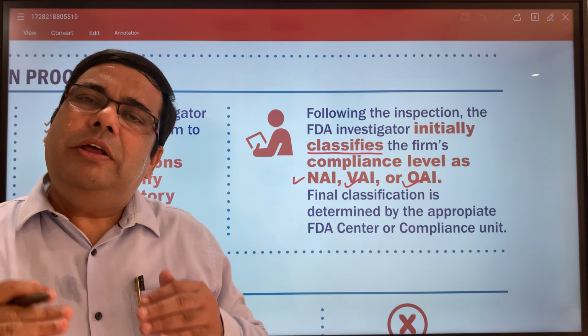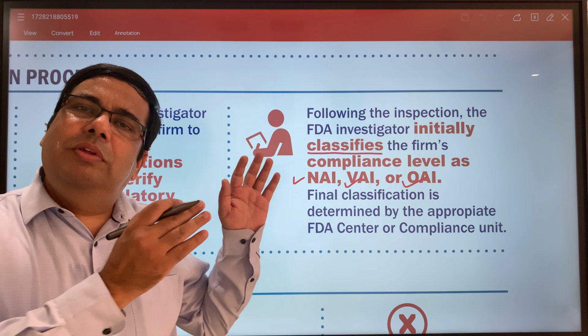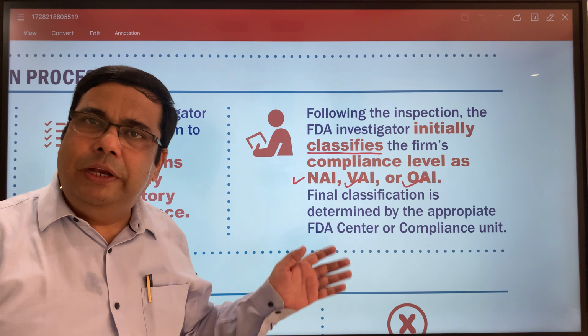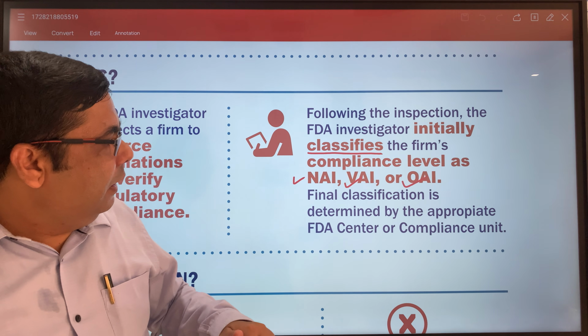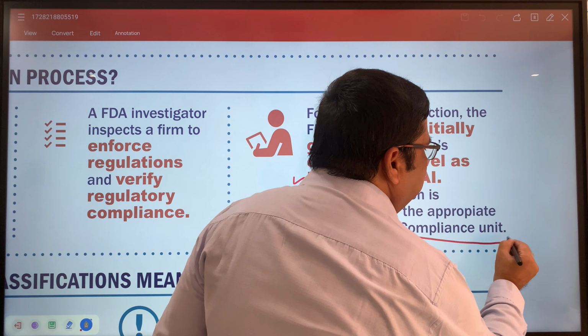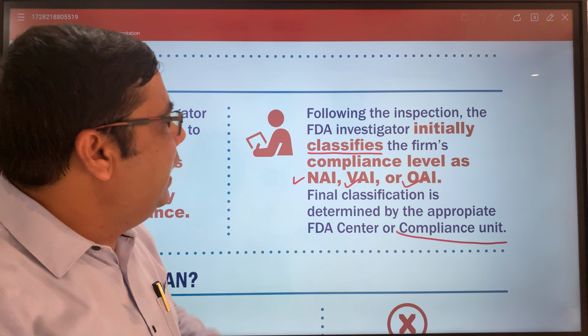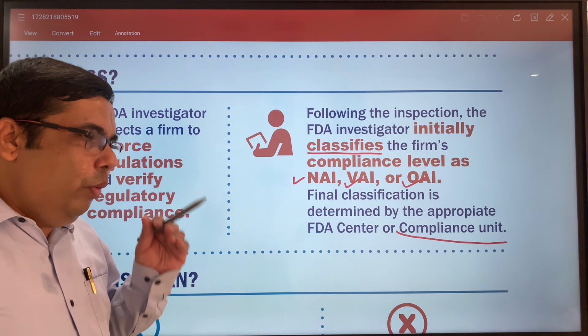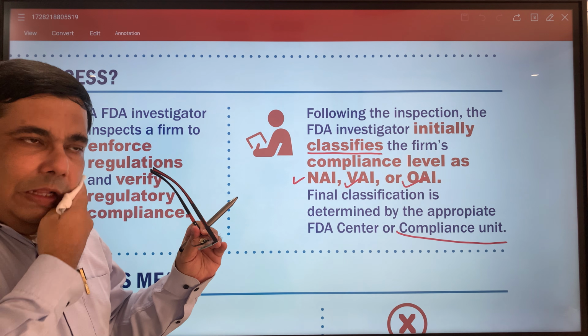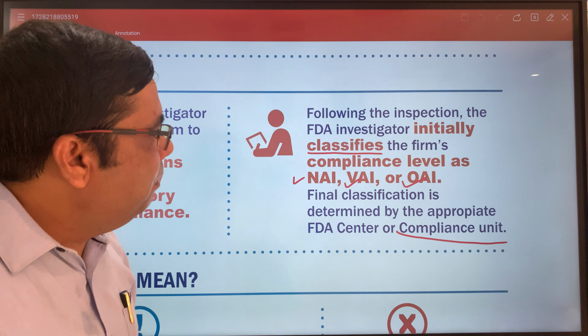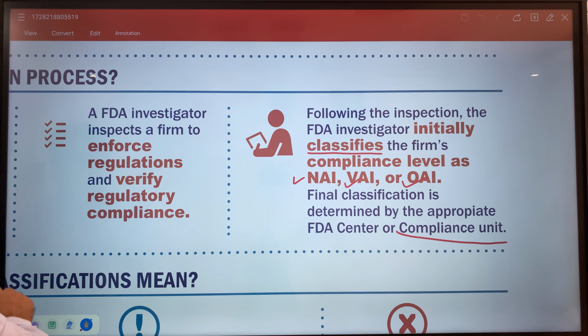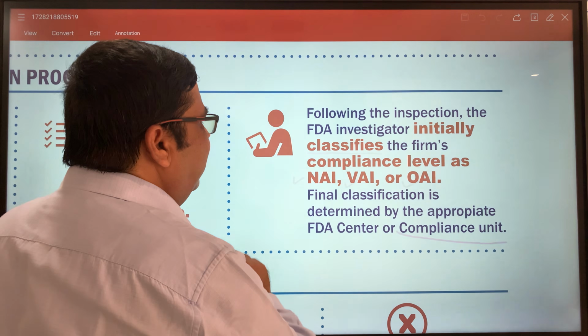So FDA is having a separate unit. One is who is doing the investigations. They are called inspectors or investigators, and another is a compliance unit. So initial classification will be NAI, VAI or OAI. However, the final classification will be done by the compliance unit, right? So now what is meant by all this? This is the question.